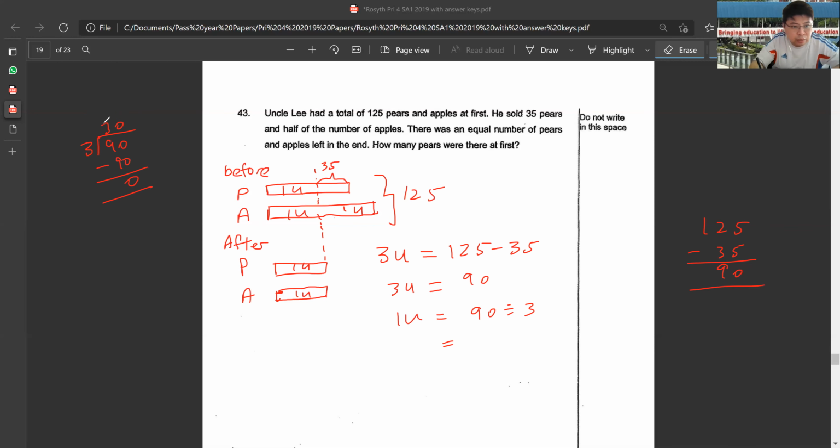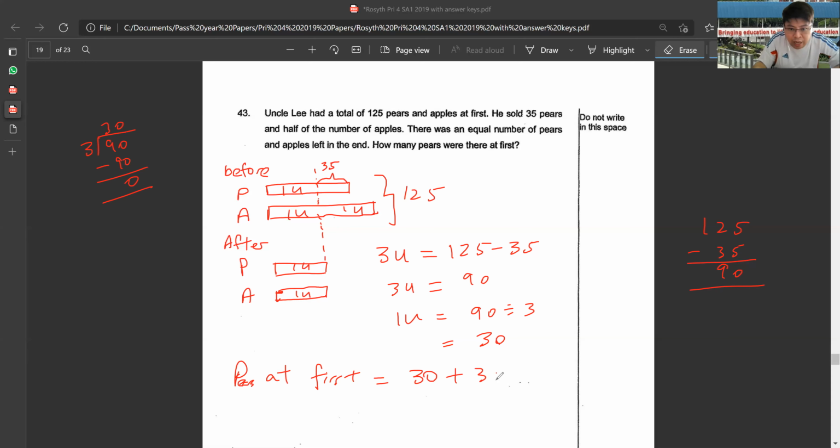What is 90 divided by 3? 30. So 1 unit is 30. How many pairs were there at first? Pairs at first equal 30.